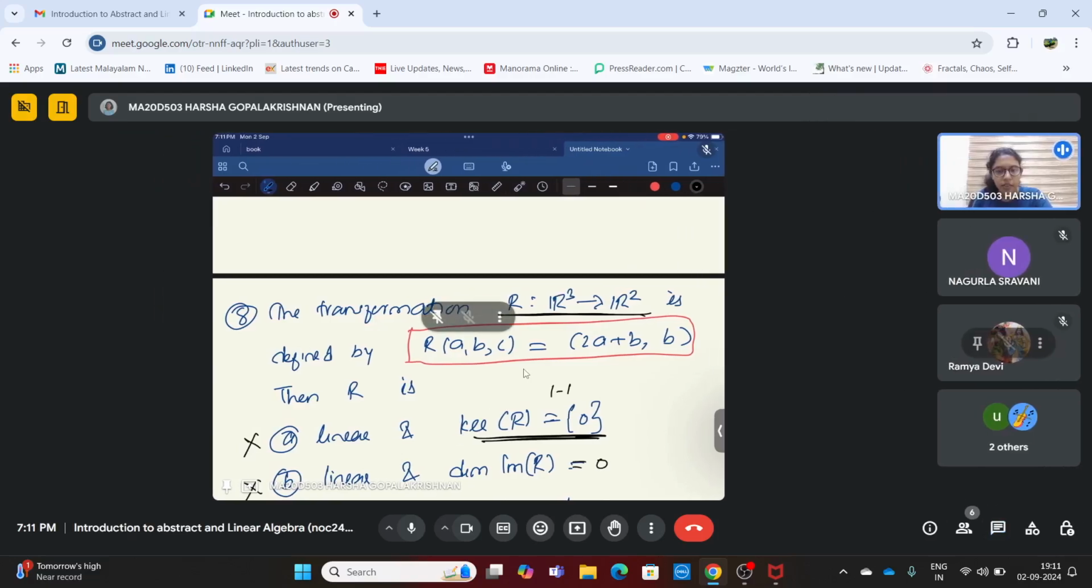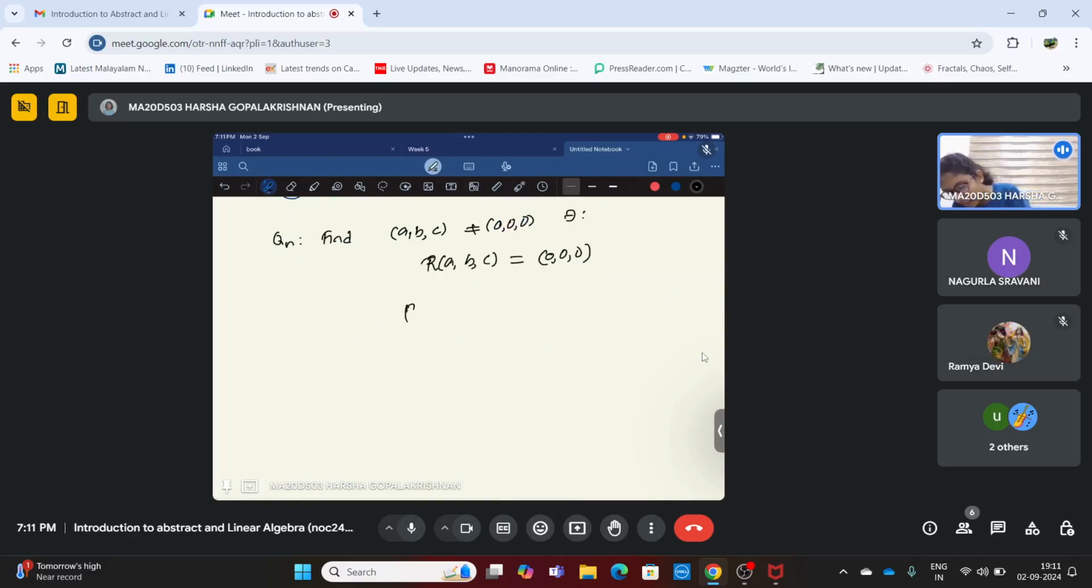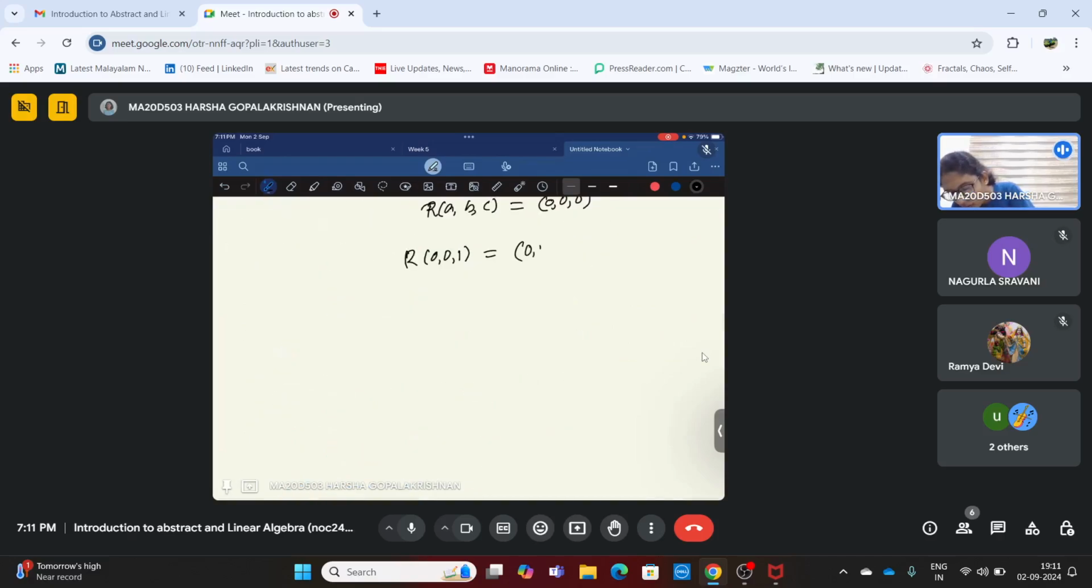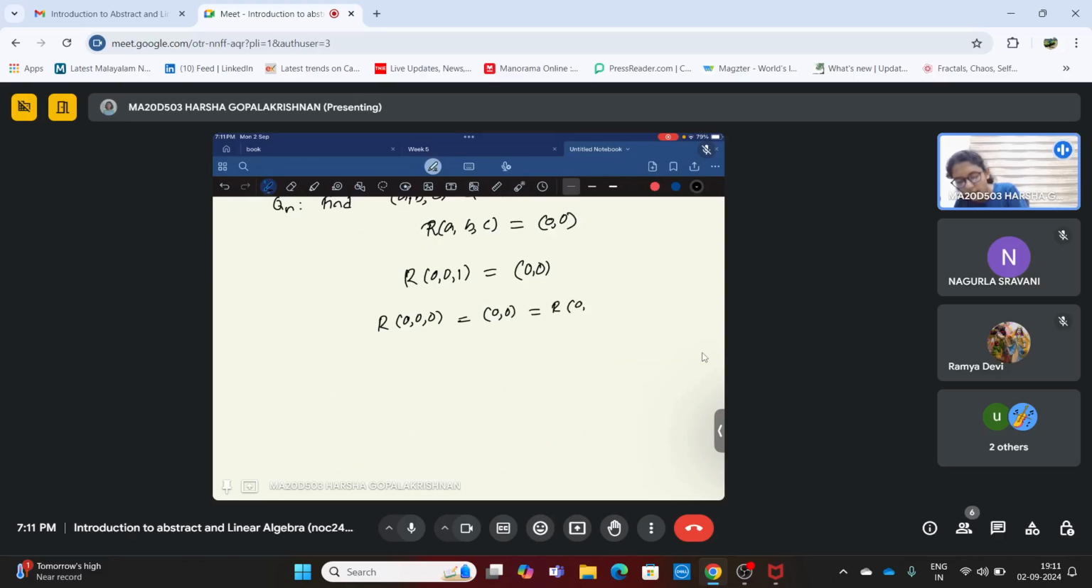0, 0, 1. Because in the image we can see it is just depending on A and B. C can be any value. So for example, if we are taking 0, 0, 1, by definition it is 2A plus B, B. A and B are 0. So obviously it is 0, 0 here. So we got an element R of 0, 0, 1 equal to 0, 0.